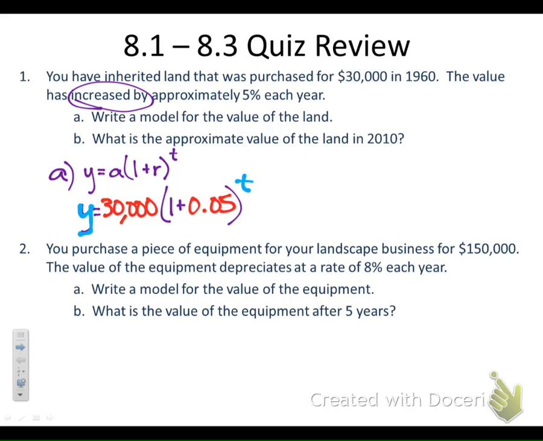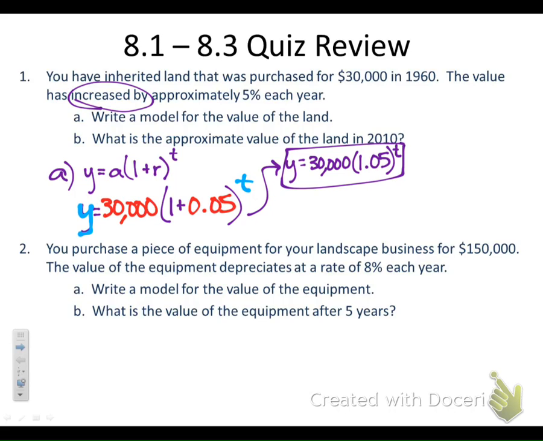So for a model, if I clean this up, we're looking at y equals 30,000 times 1.05 to the t power. Sometimes we have this gut instinct like, hey, can I distribute that 30,000? No, don't do it. Don't distribute the 30,000. This 1.05 has to be raised to a power first and then is multiplied. And I don't know that power yet. So this is the model.